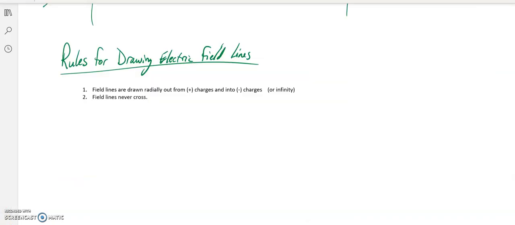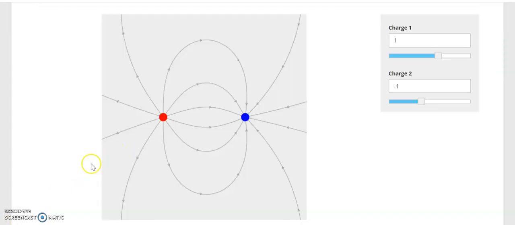Rule number 2, field lines never cross. You can see that in this image here. The field lines between these two charged particles never crisscross each other.